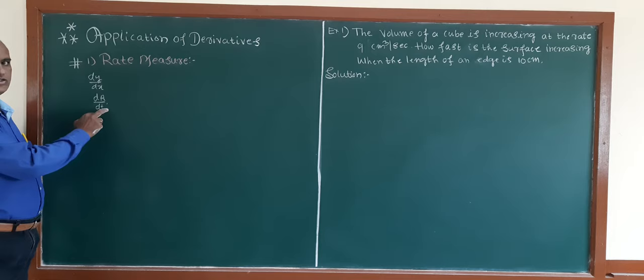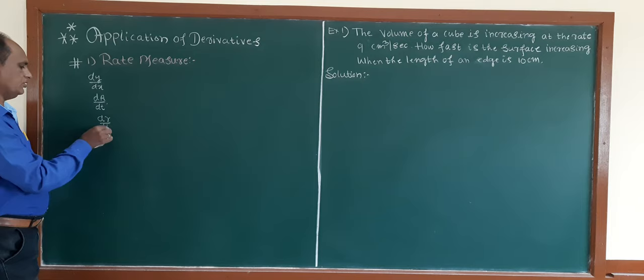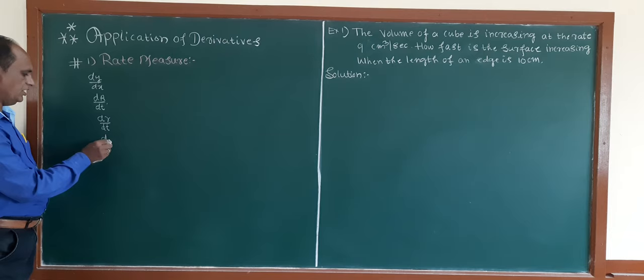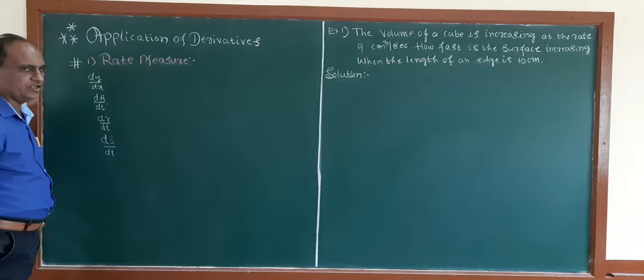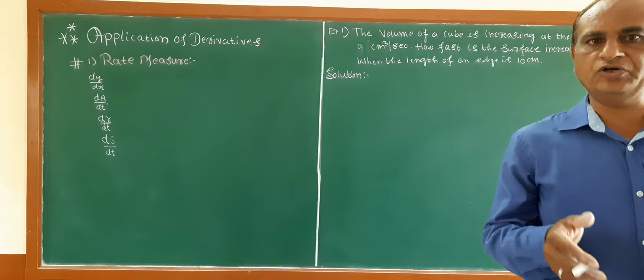Then the next symbol is dr by dt, which is nothing but the rate of change of radius with respect to time t. The next one is dS by dt, the rate of change of surface area with respect to time t. These are the symbols particularly used in rate measure.